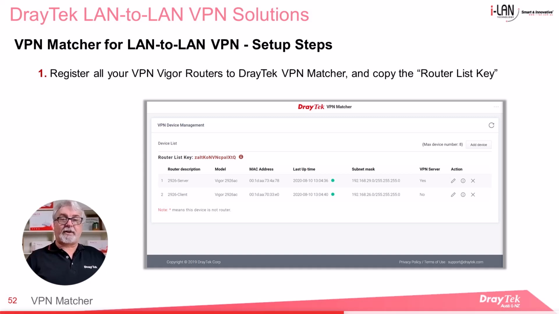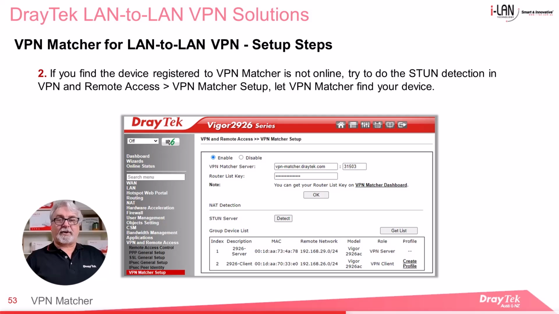The first step is to register all your VPN Vigor routers to DrayTek VPN Matcher and copy the router list key. If you find the device registered to VPN Matcher is not online, try the STUN detection button in VPN and remote access VPN Matcher setup. This will allow VPN Matcher to find your device.